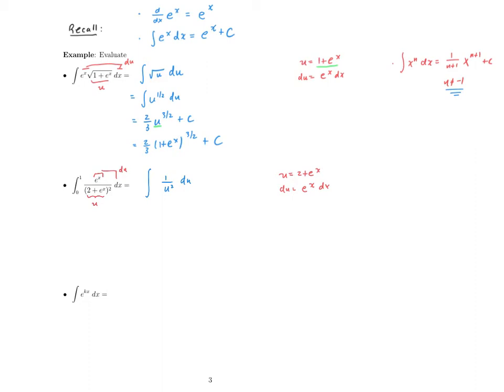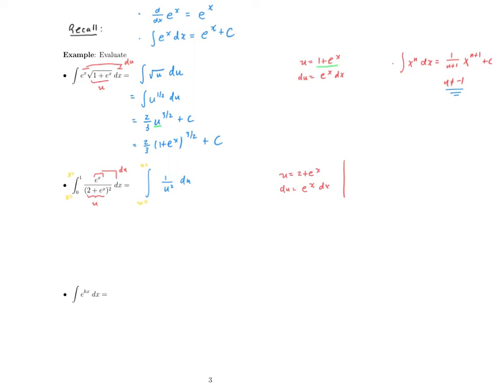But as I claimed a moment ago, we do need to change our limits of integration. Our original limits of integration are in terms of x. We need to make sure our new limits of integration are in terms of our new variable that we've introduced, u. And we can do this very quickly and efficiently by substituting those limits of integration into our substitution.